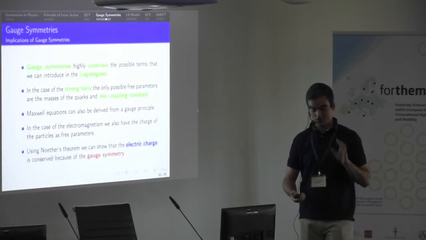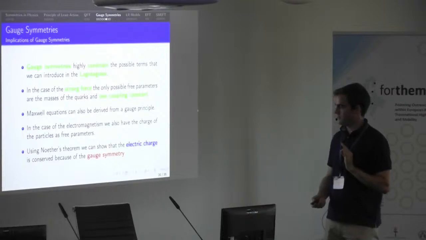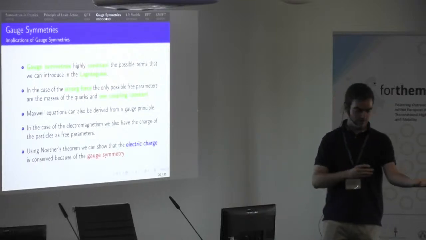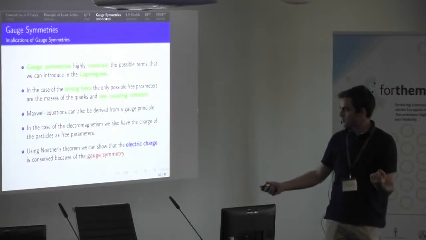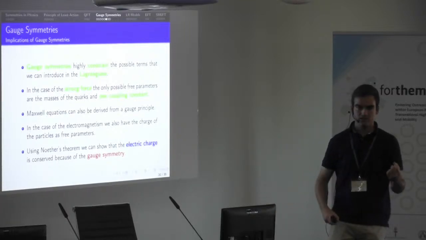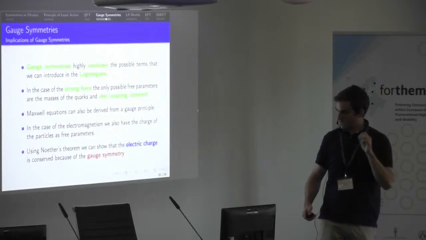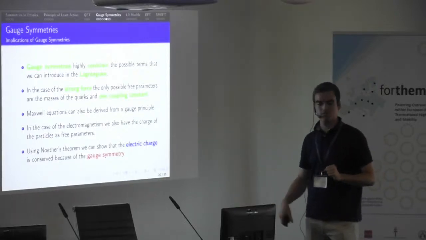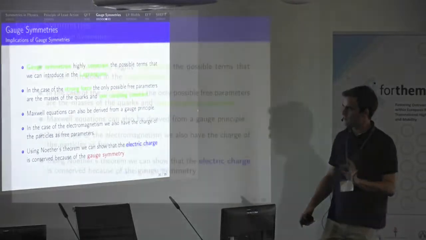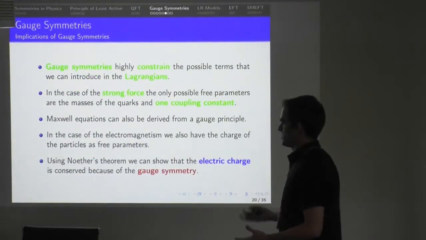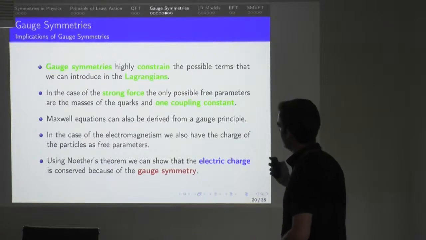But using Noether's theorem, for every symmetry there's a conserved magnitude, I can show that the electric charge is conserved precisely because I have a gauge symmetry associated to the electromagnetic interaction. And this is very, very powerful. And there are other symmetries of this kind in the standard model.